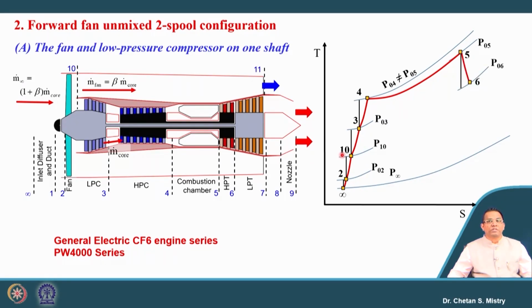So, here this is representing our actual expansion process from process 5 to 6. Similarly, the next expansion which is happening inside my LP turbine is represented from process 6 to 7. We have our tailpipe, where we are considering a drop of pressure from P07 to P08, and from there the flow exits from the nozzle, and that process is represented by process 8 to 9. In line with what we have discussed for our first turbofan engine configuration, the air coming out from station 10, or at the exit of the fan, will be passing through the fan nozzle, and that expansion process we are representing from process 10 to 11.